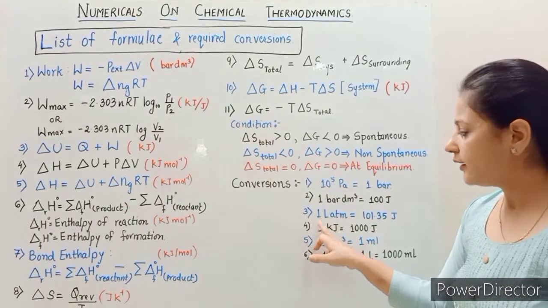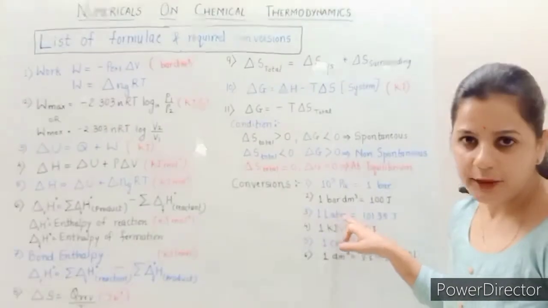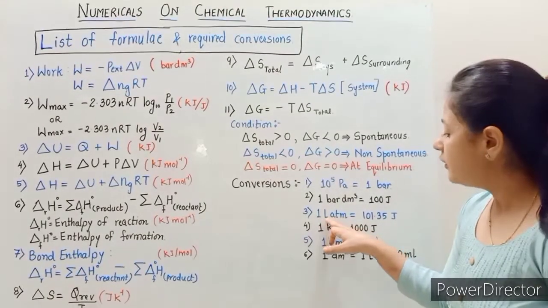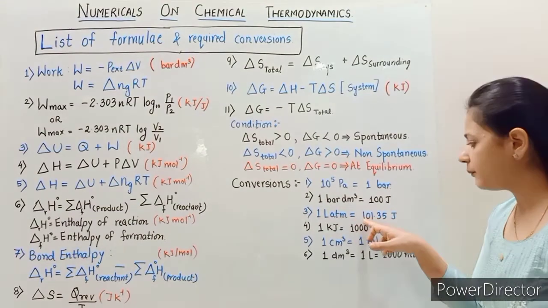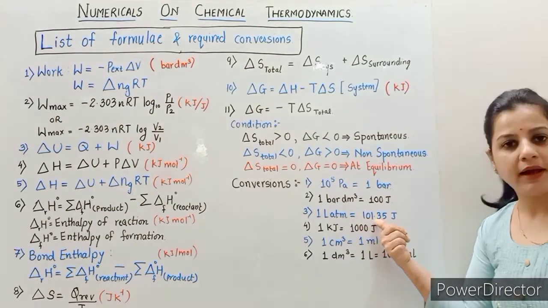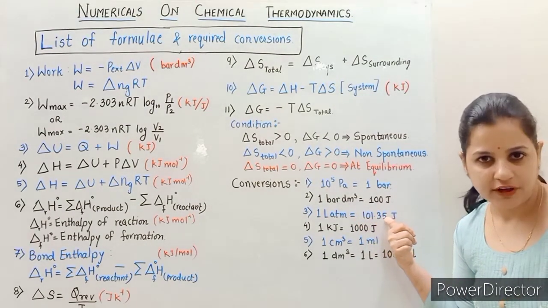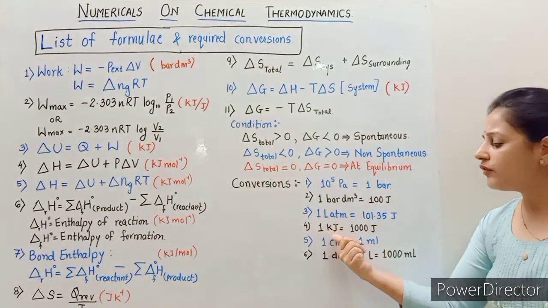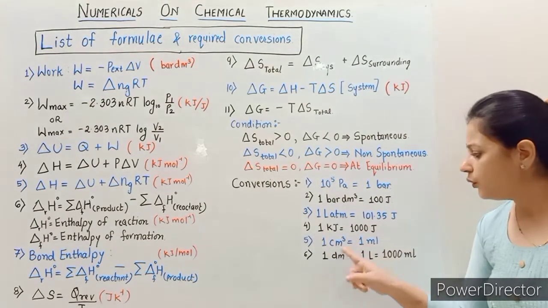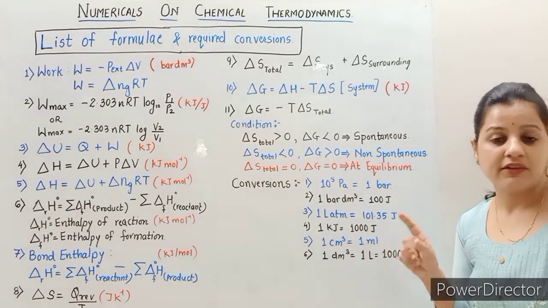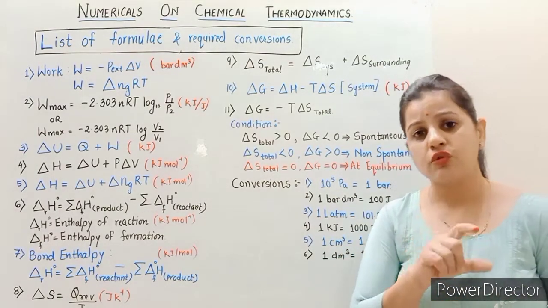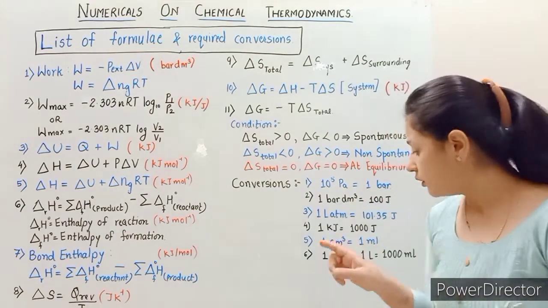Then we all know 1 liter atmosphere. Whenever the unit is in liter atmosphere, it can be converted into joules by multiplying it by 101.35 joules. Then 1 kilojoule is 1000 joules, we all know. Also, 1 centimeter cube and 1 decimeter cube are different, and students generally make mistakes here.